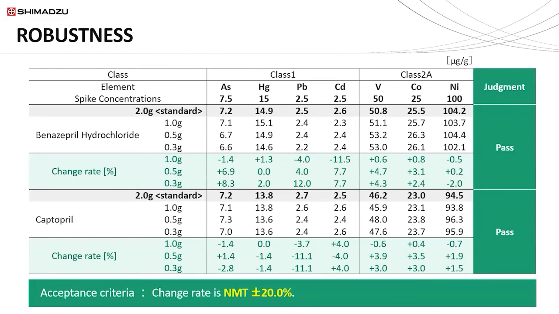Robustness. In this case, very similar to what I showed previously. Do changes in sample volume systematically change the change rate? So for both of these APIs, the benazepril hydrochloride and captopril, we had to show that the change rate is not systematic with sample volume and it's no more than 20%. Again, this can be important in a manufacturing setting where throughput is very high. You want to show that the method is robust. And in this case, from the perspective of sample volume, from putting the powder into the cup, the method passes this criteria. For lack of better words, it is robust.